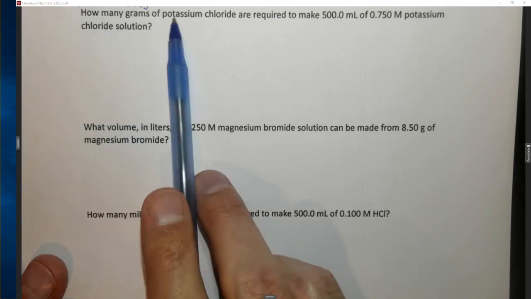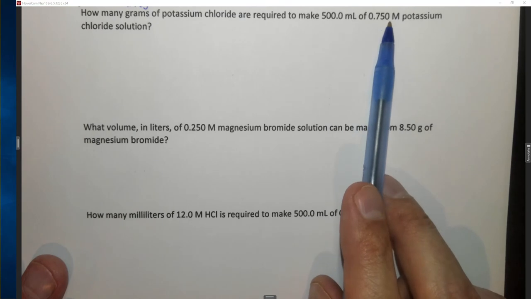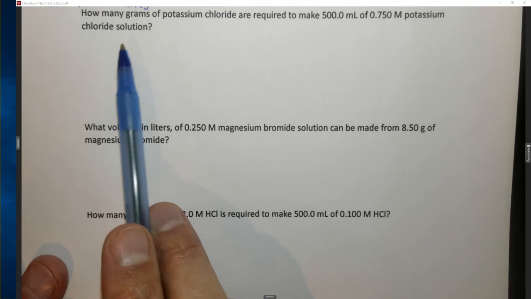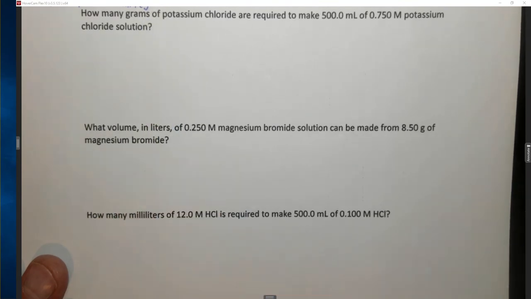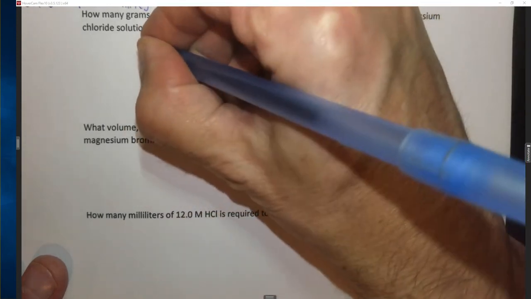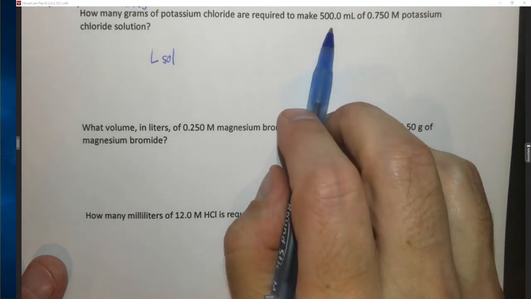The question says, how many grams of potassium chloride are required to make 500 milliliters of 0.750 molar potassium chloride solution? So at the end of the day, we want grams of potassium chloride. What we're starting with here is milliliters, but I'm going to call that liters of solution. So we're going to have to divide that by 1,000.